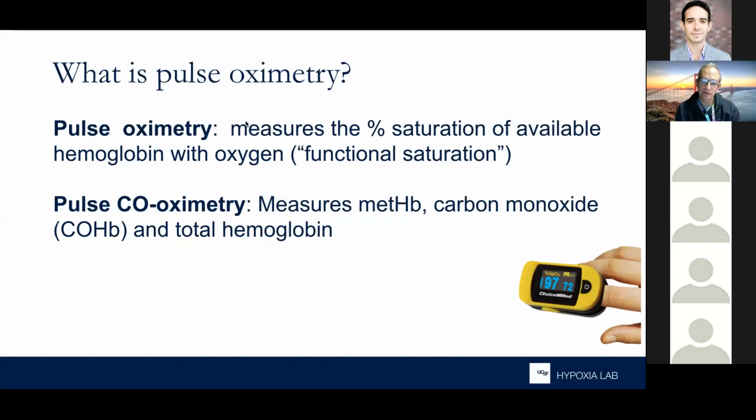So what pulse oximeters do is they measure something called functional saturation of hemoglobin with oxygen. So it's the percentage of the available hemoglobin that is bound to an oxygen molecule. It's different from fractional saturation. It's different from partial pressure of oxygen that one would obtain with an oxygen electrode and a blood gas.